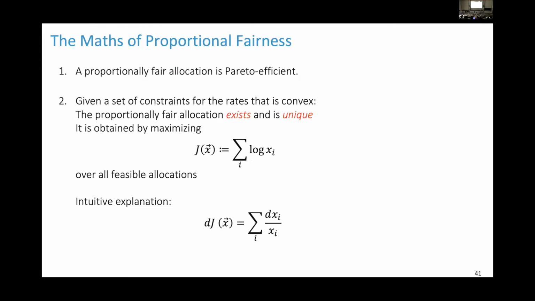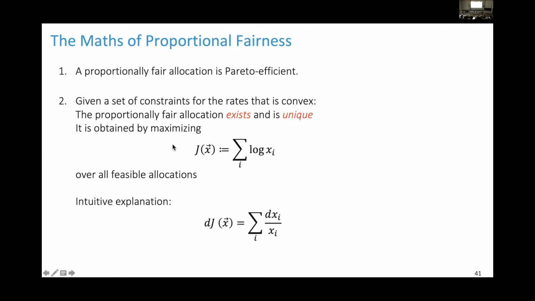Well, so what are the maths behind this proportional fairness? So first of all, it's Pareto efficient. So it's maximally efficient, and it has some form of fairness also. Second of all, same as max-min fair allocation, in the case of networks, when we have convex constraints, it always exists and it is unique. So you can find the proportionally fair allocation in a network example.